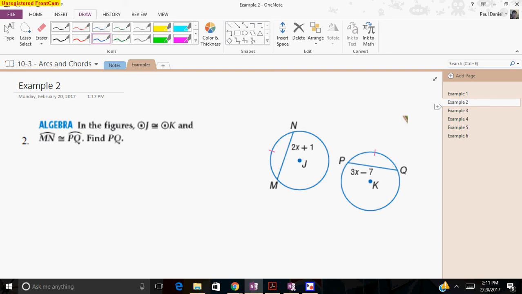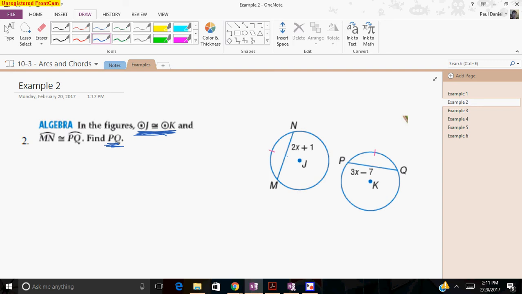If we have these two circles, circle J and circle K, and they are congruent circles, notice that they gave us that information here, very important. And then they're telling us that the arc MN is congruent to the arc PQ. I would like to find the measurement of line segment or chord PQ.